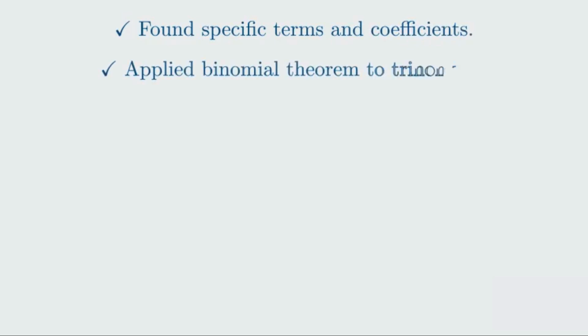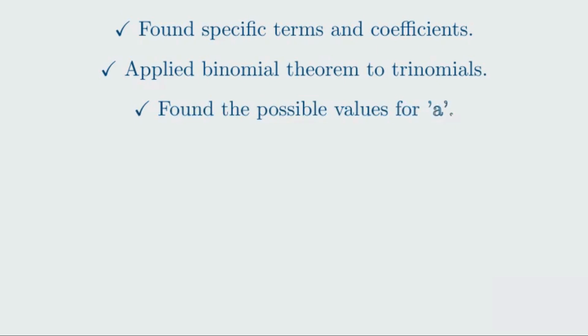We applied the binomial theorem to expand expressions involving 3 terms by grouping them into 2. And, by solving an algebraic equation, we found all possible values for the constant a. The final answer to our problem is a equals positive or negative square root of 17. So a is plus or minus the square root of 17.